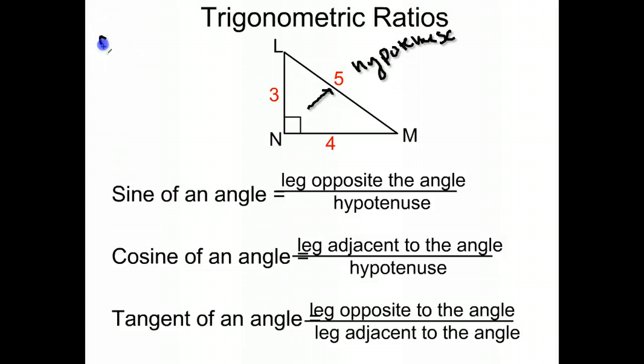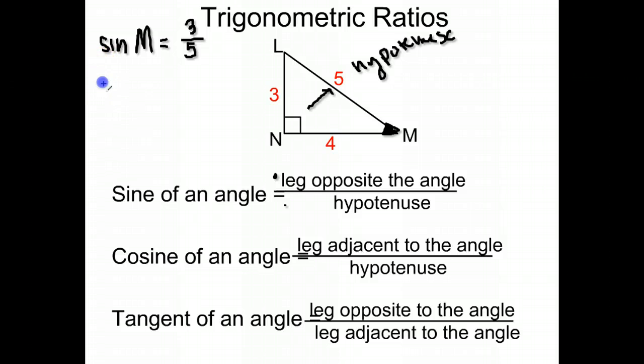The next thing, let's find for angle M here, the sine of M. Okay, so here's angle M. Mark my angle, this corner here. It says sine is the leg opposite over the hypotenuse. So when we say the leg opposite, we want the one across the figure from angle M. So opposite angle M is length 3 over the hypotenuse, which we marked is 5.